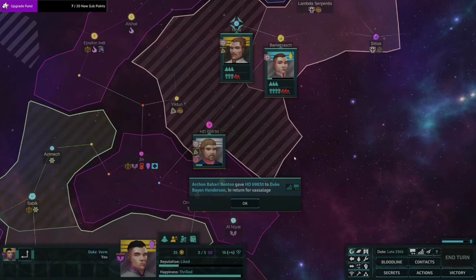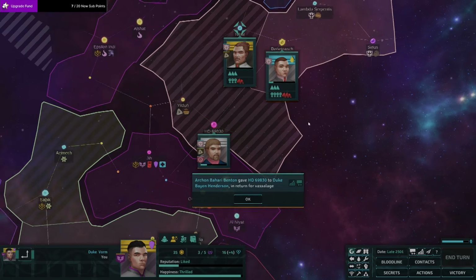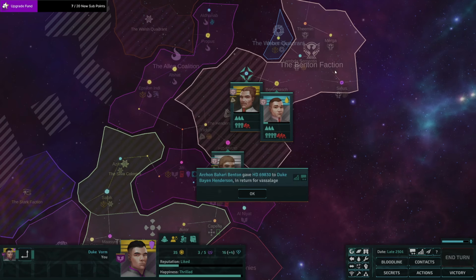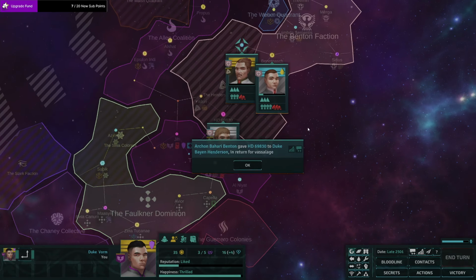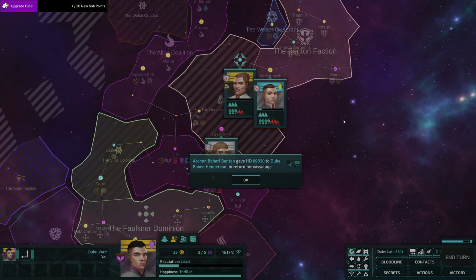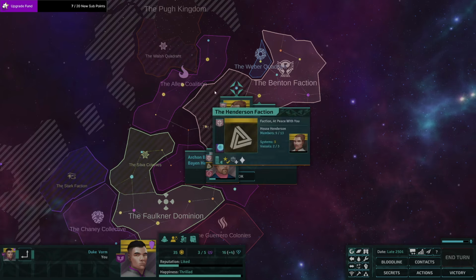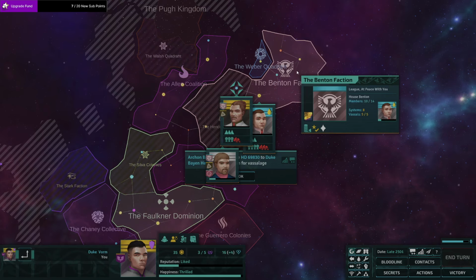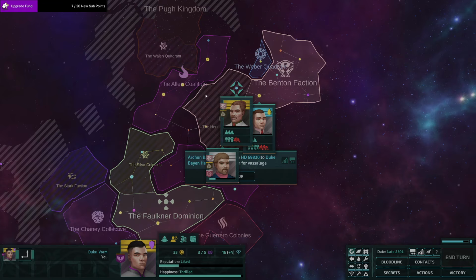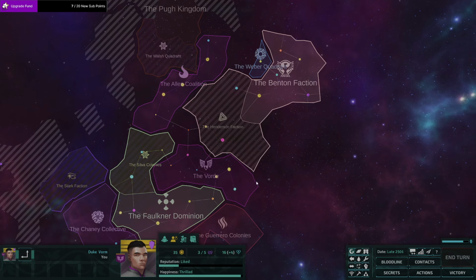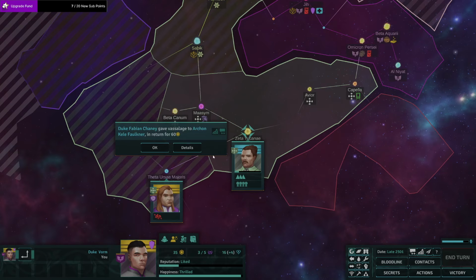All right, so Archon Bahari Benton gave HD 69830 to Duke Bayan Henderson in return for vassalage. No, it's now an Archon ship. Well, I didn't want that. Ah, crap. So now, the Benton faction, he's now an Archon. Notice the contiguous color on the border going all the way around, and the hash marks indicate that this area is a vassal of this. So that raised him up to an Archon status, and he's now Duke of his own section over here. I didn't really want that, but I'm not going to do anything about it.